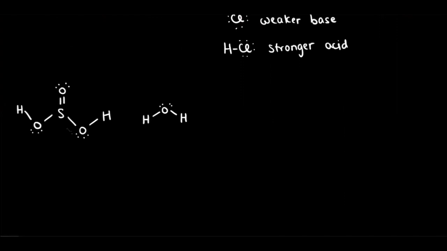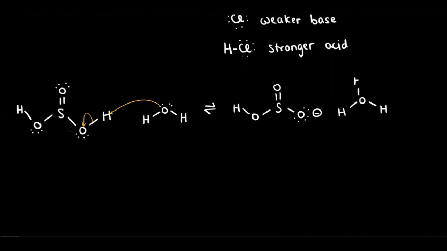Again, because we have an acid on the left and a base on the right, it is an acid-base reaction. The lone electrons on the oxygen attack the hydrogen, and the bond between oxygen and hydrogen breaks, and we get the hydrogen sulfite ion. And we also get hydronium. So again, the charge is balanced.